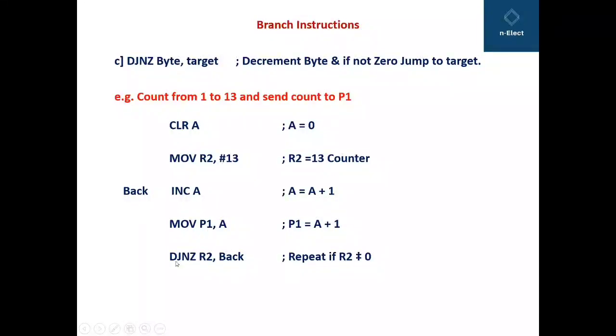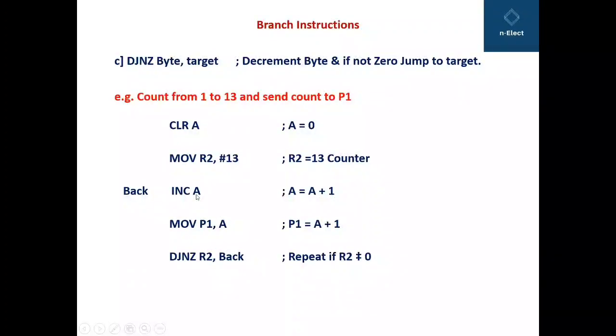Then the instruction comes DJNZ R2, that is decrement and jump if not 0. Decrement this R2. Now R2's contents were 13, so we'll have to decrement it by 1, so now it will be 12. But it is not 0, so therefore we'll have to go to the target address, that is back, so we'll come again here.